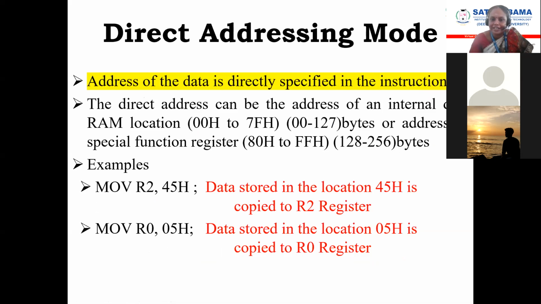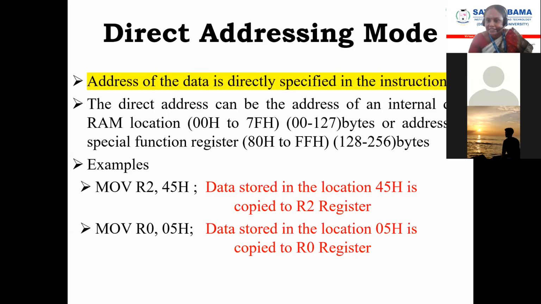The third type we are going to discuss is direct addressing mode. Direct addressing mode means the address of the data is directly specified in the instruction. You have to understand the difference between the first instruction and the second instruction. MOV R2, 45. We all know we have internal memory as well as external memory. The internal data memory capacity is 256 bytes. 256 bytes means my address will vary from 00 to FF. So how many address lines will be there? 8 address lines will be there.